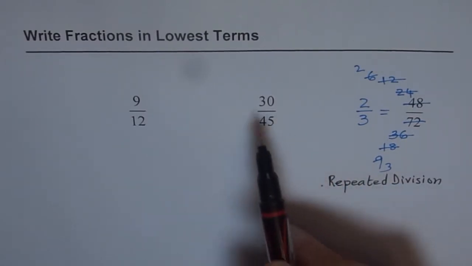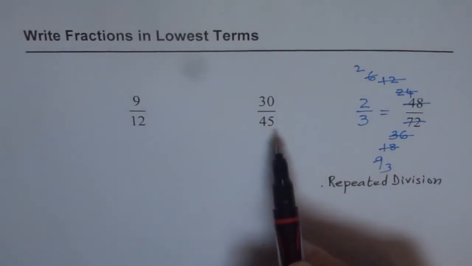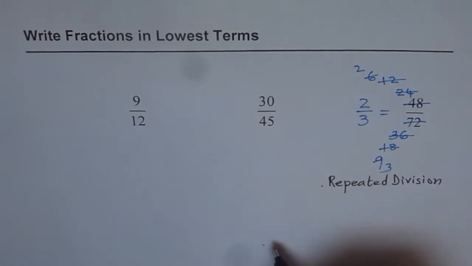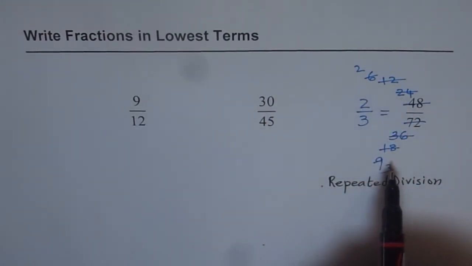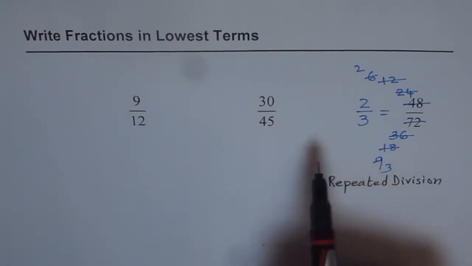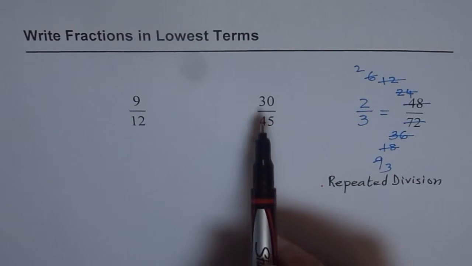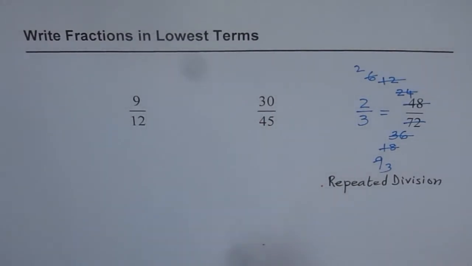Now 30 over 45, let me do it in a different way. Now here it took us a lot of time, but this is very effective and an easy way of doing it, probably the best way of doing it. Now there are other techniques which can help us do it or understand this process of repeated division in a different way. So what we can do is, let me try that technique with this fraction 30 over 45.